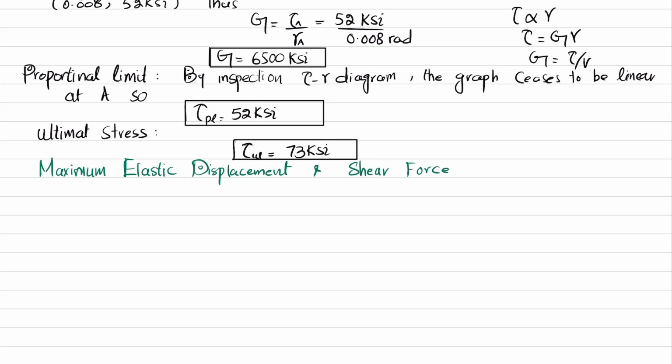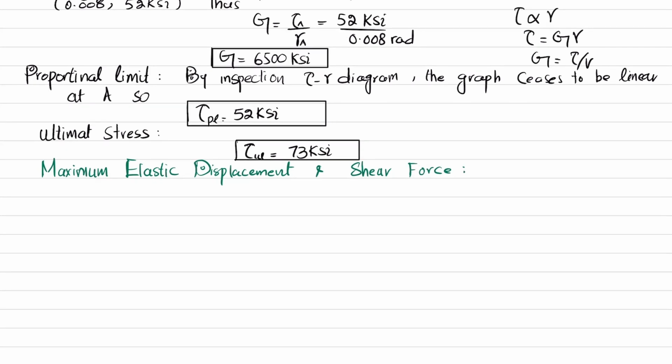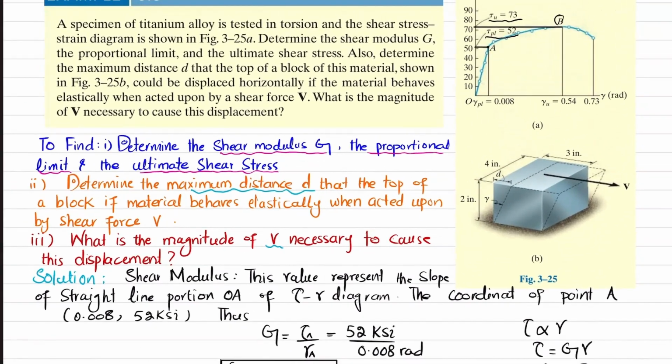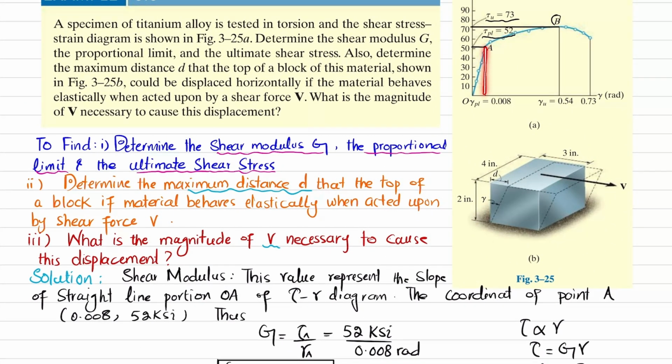So what we will do is that since the elastic shear strain, which is maximum elastic, let me write it, maximum elastic shear strain is 0.008 radian, and for a very small angle, the top of the block will be displaced horizontally. So you can see that this is the maximum shear strain in the elastic region that this titanium alloy specimen will bear under the shear stress.